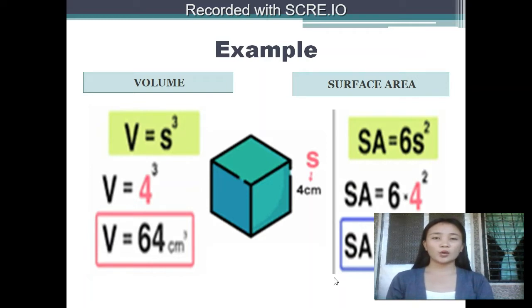And the unit for our centimeter, the exponent is 3, because it is constant. For the surface area, we have SA is equal to 6S squared. Then we have surface area is equal to 6 times 4 squared. Then we have the surface area is equal to 96 centimeter squared. And that unit is also constant, squared.